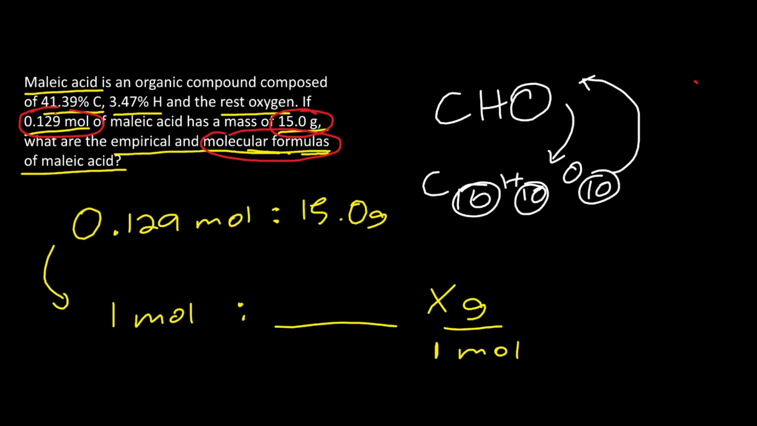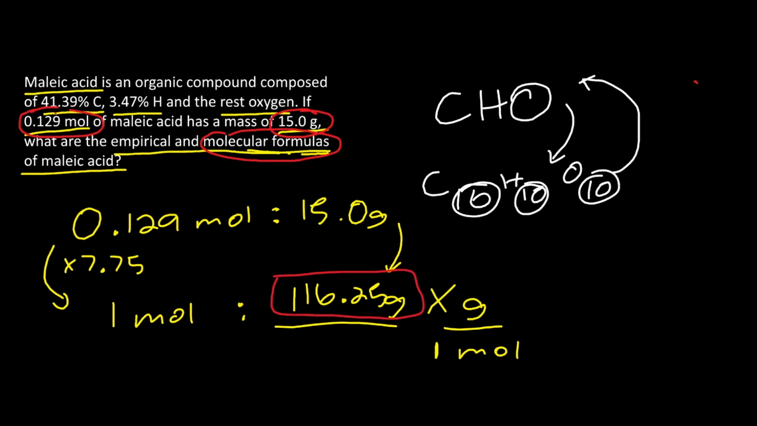So to get from 0.129 to 1 mole, all we're going to do is divide 1 by 0.129, and that gets us 7.75. So we're essentially multiplying by 7.75 here. So we're going to do the same in order to scale up this ratio. We're going to take 15 and multiply by 7.75, and we get 116.25 grams. So now we know that the molar mass of malic acid is 116.25 grams for every mole.